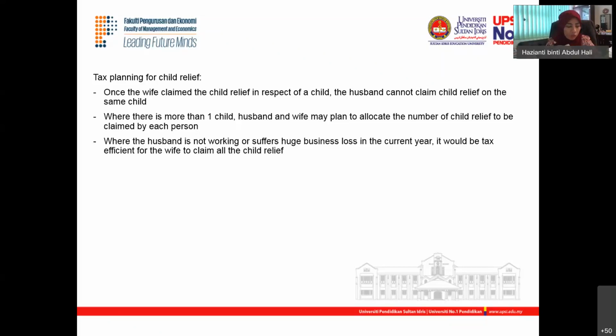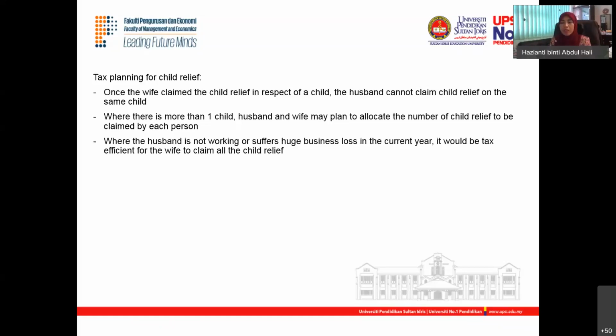And then later on when we look at the combined or separate assessment, nanti kita tengok, we can say that it is better if the wife or the husband has income, barulah boleh buat separate assessment. If salah seorang tu has no income, tak ada pendapatan, jangan kata tak ada kerja, tak ada pendapatan. So orang yang tak kerja pun sometimes they can have income, rental income.